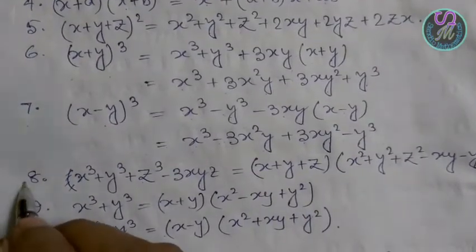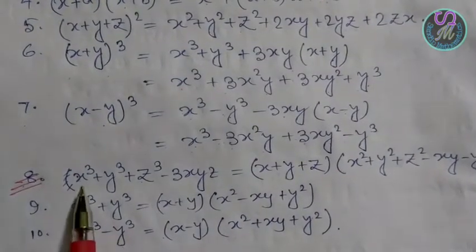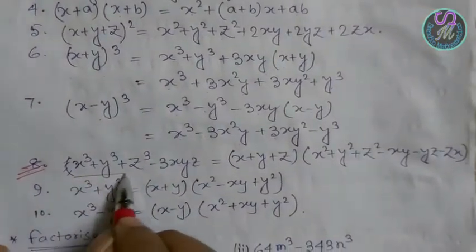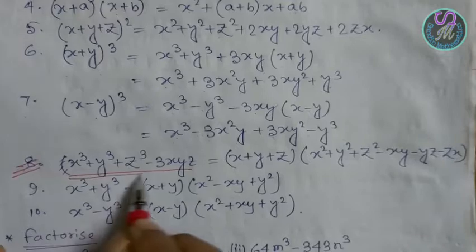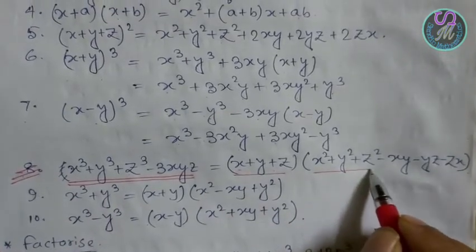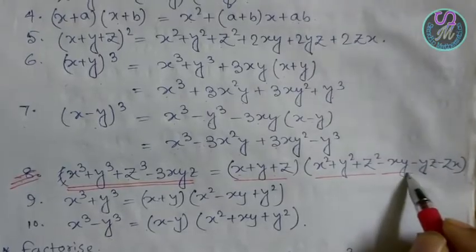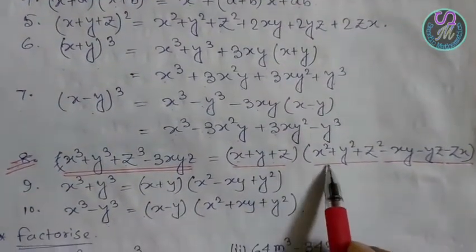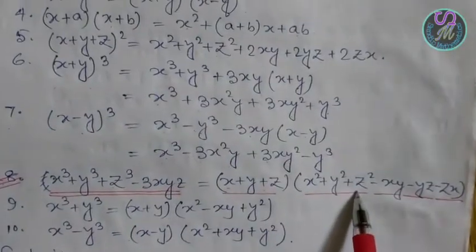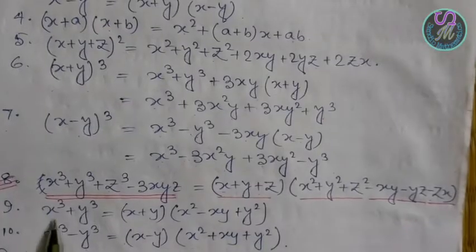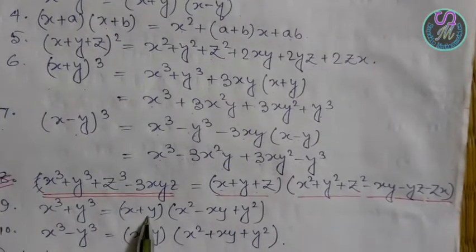Number 8, this one is very important. x cube plus y cube plus z cube minus 3xyz. This one is x plus y plus z into x square plus y square plus z square minus xy minus yz minus zx. Number 9, x cube plus y cube, this one equal to x plus y into x square minus xy plus y square.